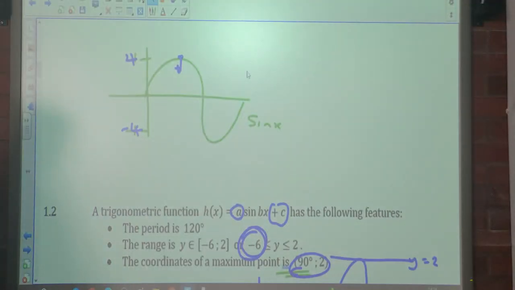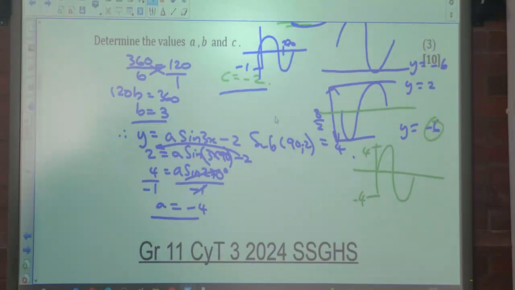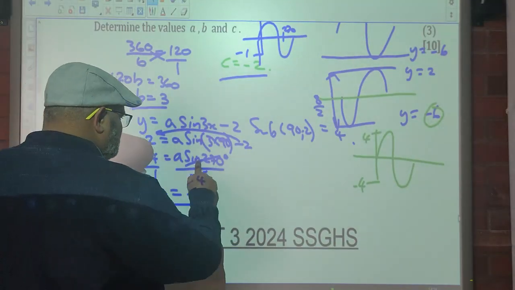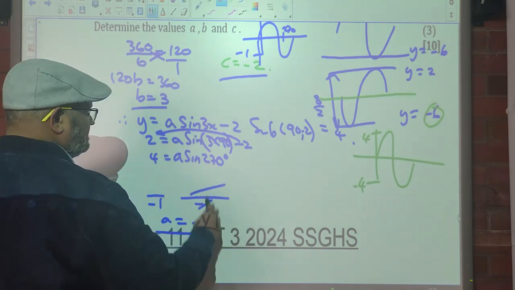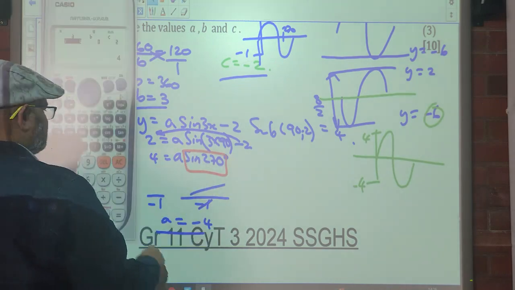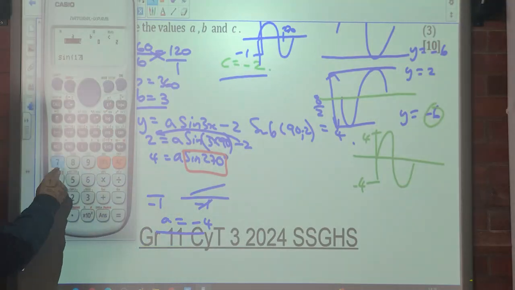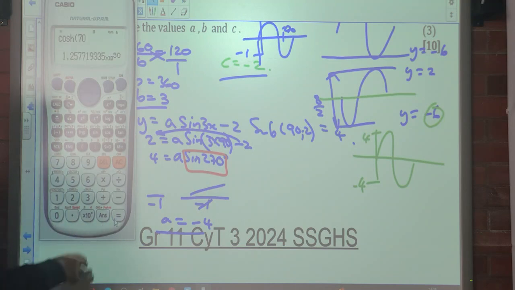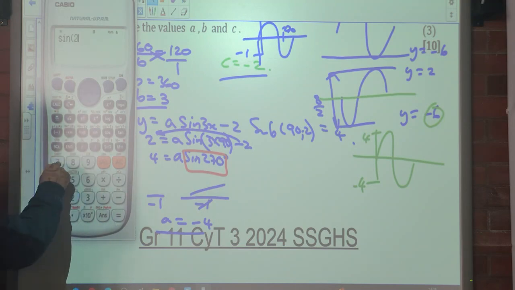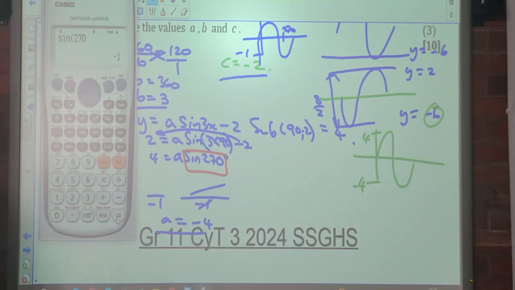Any other confusion here? Yes, Michael? Why did I divide by negative 1? Because if we look at sine of 270, what is sine of 270? Sine of 270 is negative, right? That's why I divided by negative. Anything else?